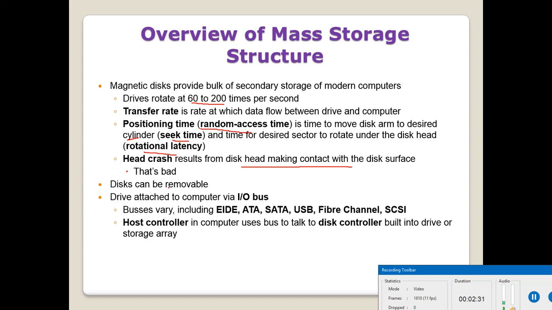Disks are removable. You can remove a disk, and the disk drive is attached to the computer with the help of the input-output bus. It is a secondary storage device. The buses which can be used to connect the drive to the computer are EIDE, ATA, SATA, USB, fiber channel, and SCSI. Fiber channel is the fastest bus. The host controller in the computer uses the bus to talk to the disk controller built into the drive and into the storage array.